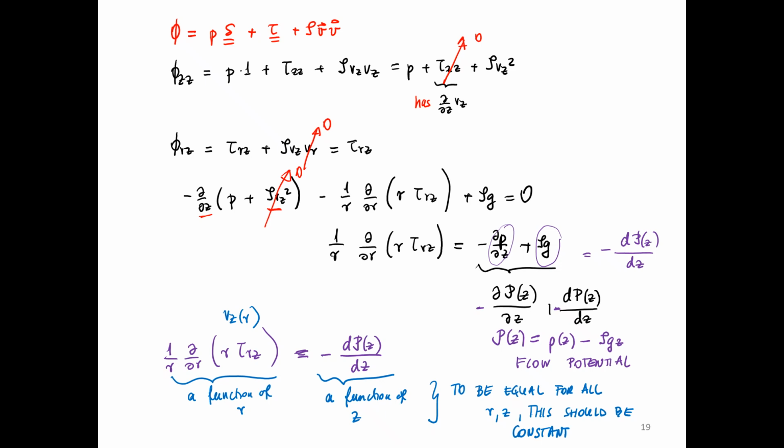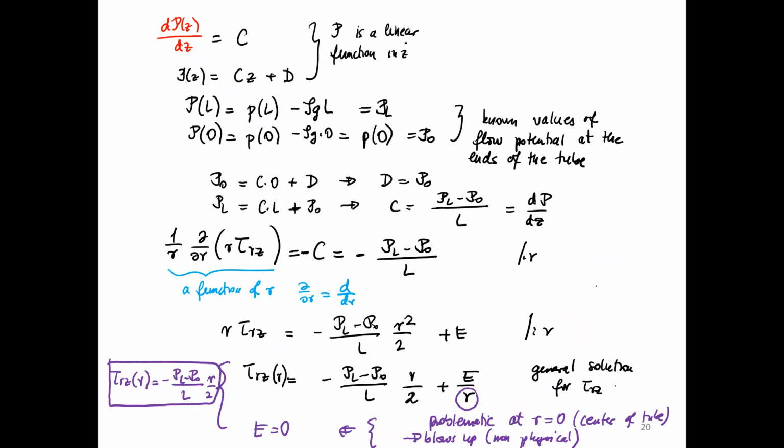And I will get pressure. So dP/dz is constant. I get a linear function for pressure. And here, if this is constant, then I have to go and solve the equation. In solving the equation, I get that tau rz of R is minus (PL minus P0) over L, R over 2, plus some constant C over R. This is where I now need boundary conditions to solve this.